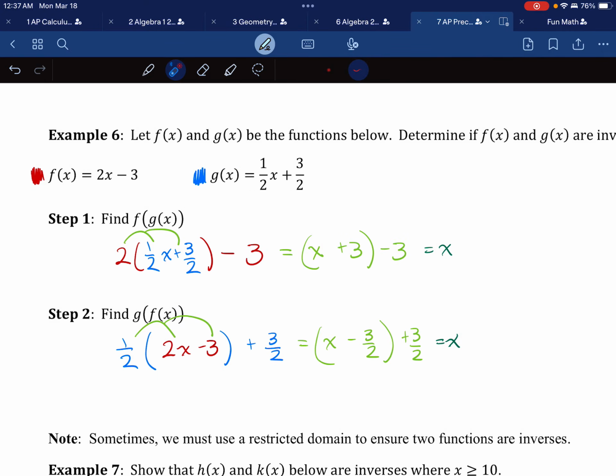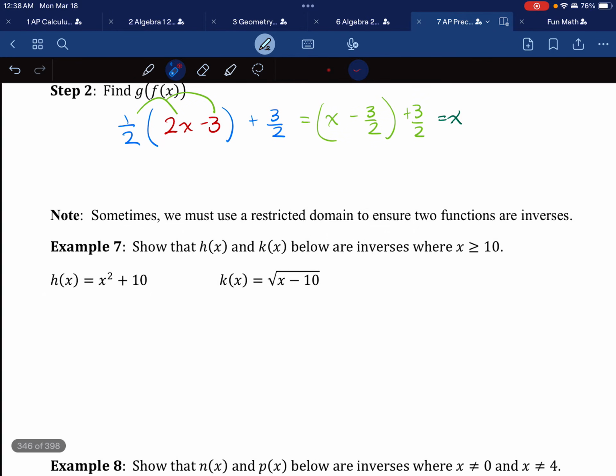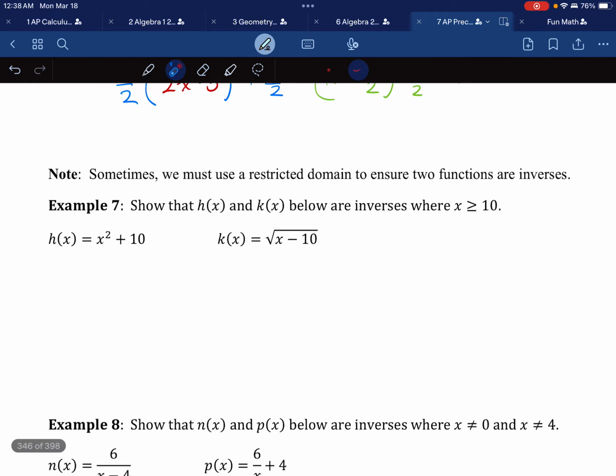However, there is a problem. Sometimes you have to restrict the domain to make sure the two functions are actually inverses. So let me show you an example. Example number 7. We have a lot of examples in this homework, don't we? Or in this lesson. So I want to see if these two functions are inverses, and we have to assume that x is greater than or equal to 10. This is kind of that running question, like, why? Why does x have to be greater than or equal to 10? And there's a simple explanation, which is you have to avoid two things.